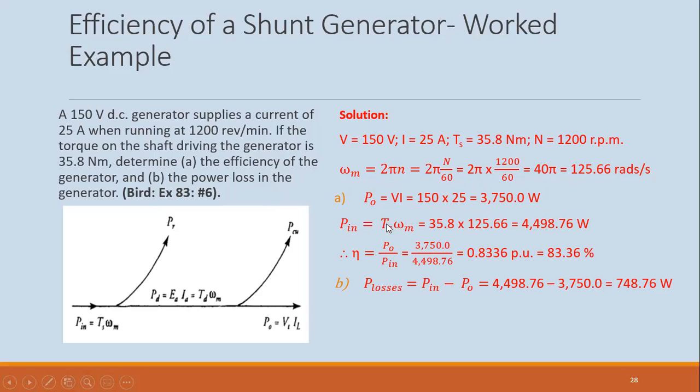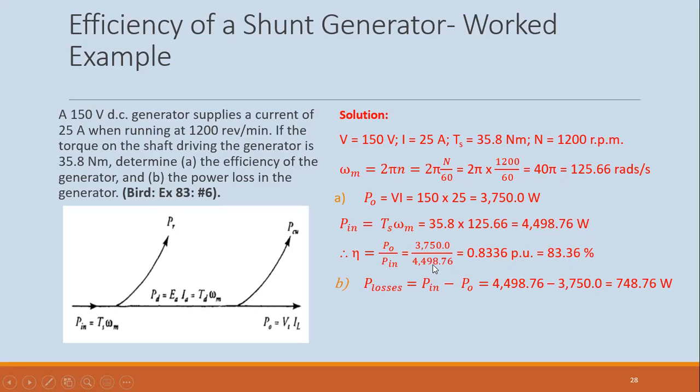And P in is Ts omega m. So that's 35.8 times 125.66. And that works out to be almost 4,500. And hence the efficiency is that output 3750 over 4498.76, 83.36%.